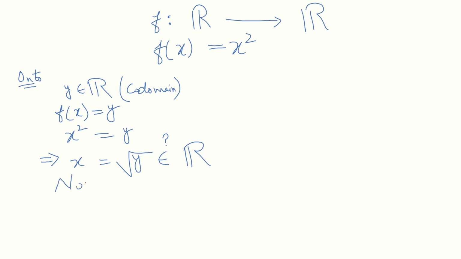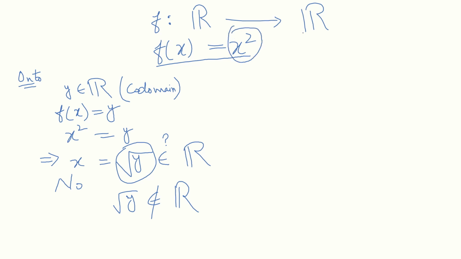The answer is no. If y is a positive real number, then the square root of y belongs to the set of real numbers. But if y is a negative real number, then the square root of y does not belong to the set of real numbers. This means that for negative real numbers in the codomain, there is no corresponding element in the domain. We can also observe from the definition of the function that the resulting element is a positive number.